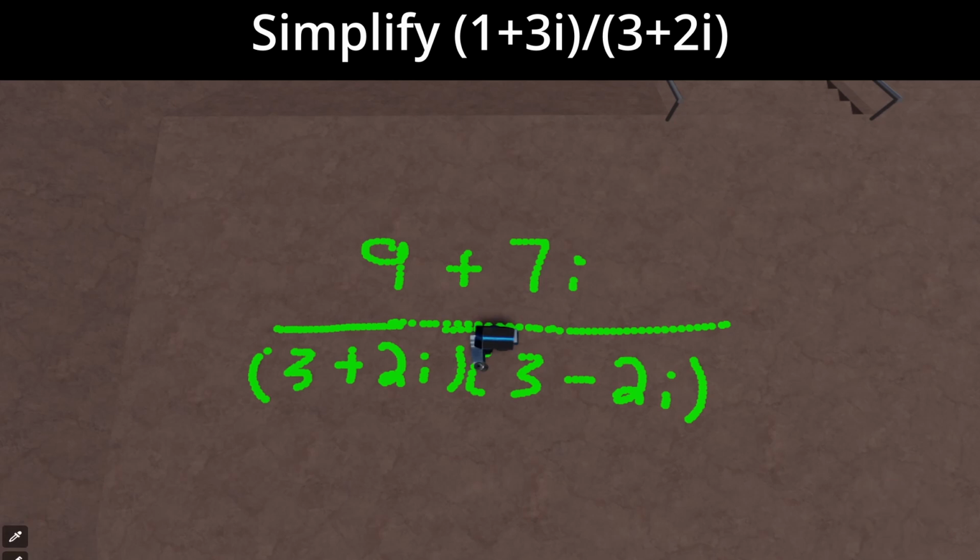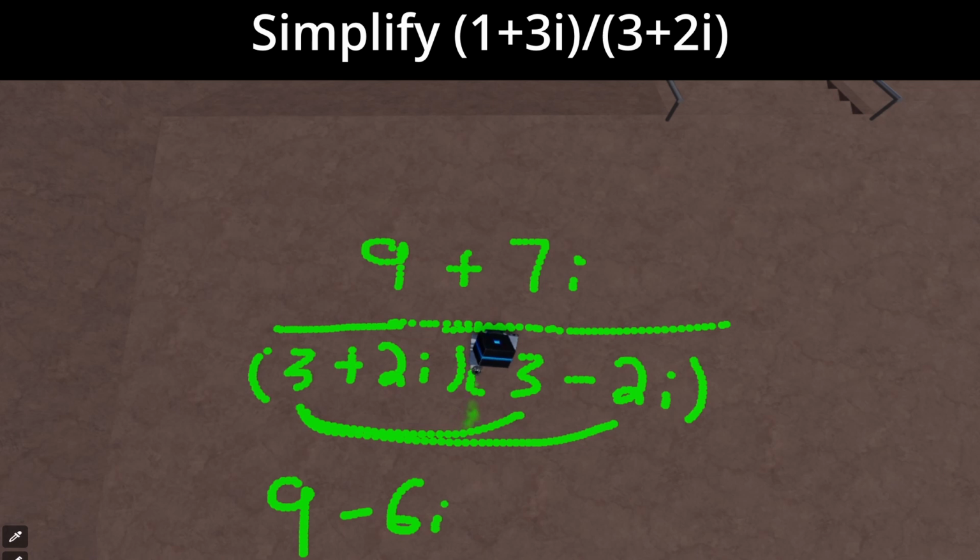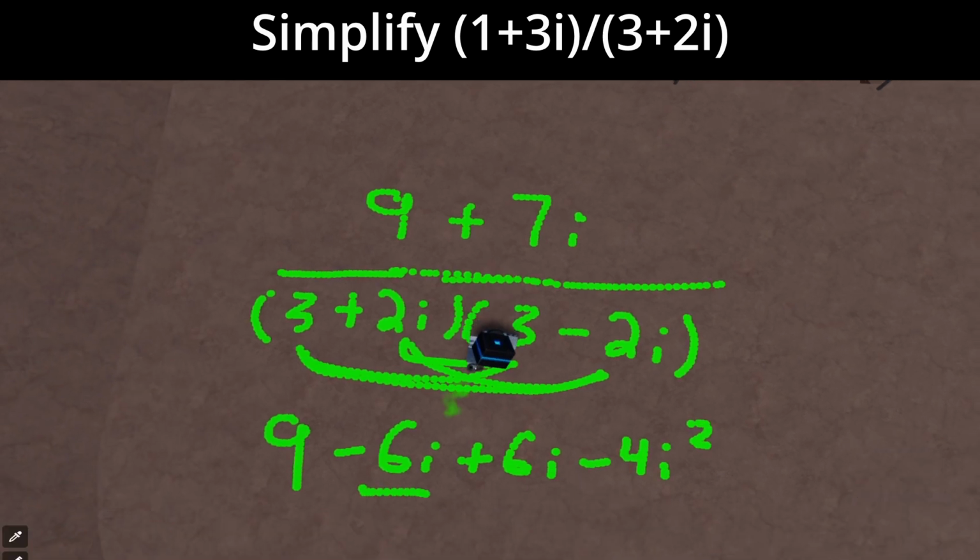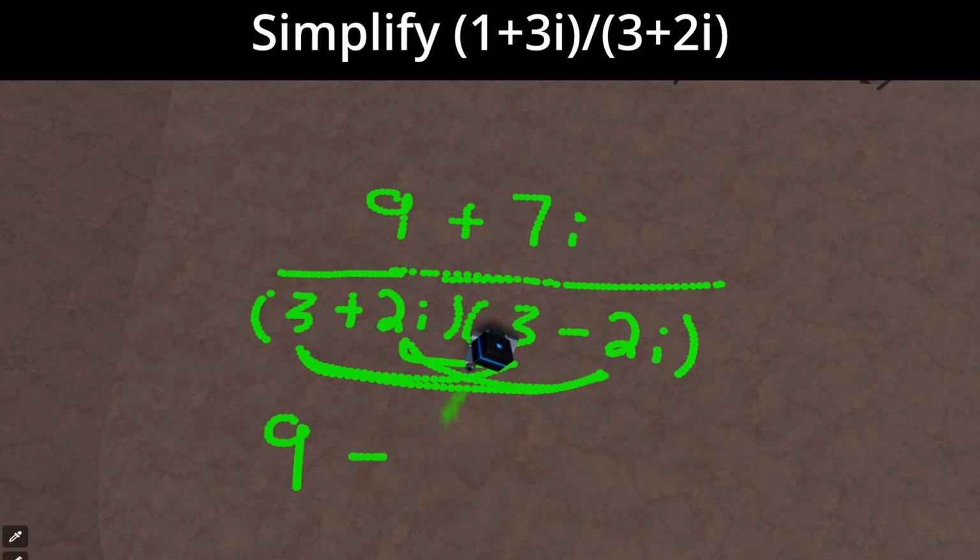Let's work on the denominator now. So first, I'm going to have 3 times 3. That's 9. And then 3 times minus 2i is minus 6i. And then I'll have 2i times 3 is plus 6i. And then 2i times minus 2i is minus 4i squared. So first off, this minus 6i and plus 6i cancel out to get 0i. So all I have is 9 minus 4i squared.